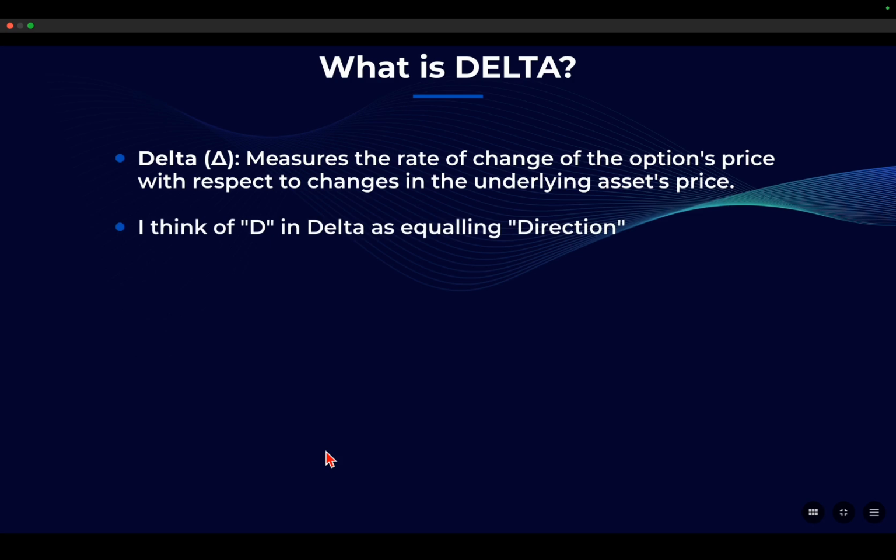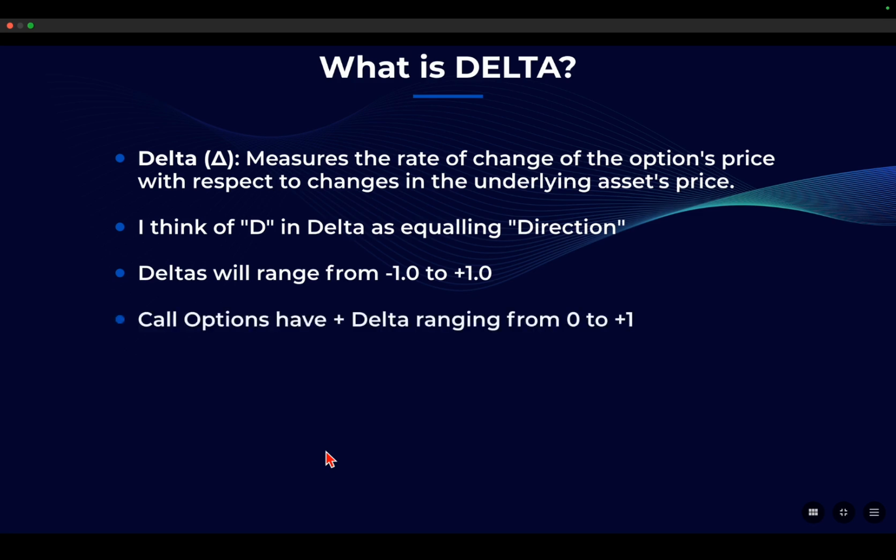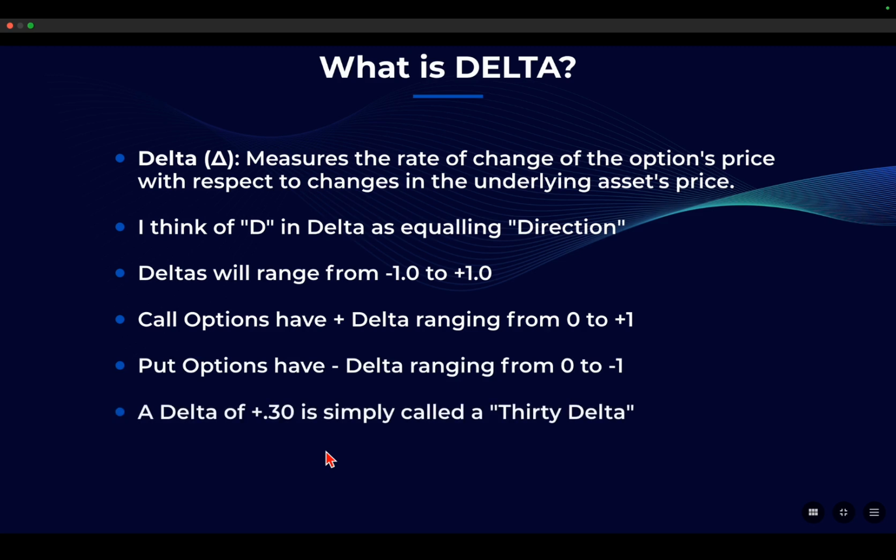I personally like to think of the D in delta as equaling direction. So delta kind of measures when the underlying stock goes up or down, how is that going to impact the value of my option? Deltas will range from -1 to +1, with call options being positive delta, ranging from 0 to +1. Put options are negative delta, ranging from 0 to -1.